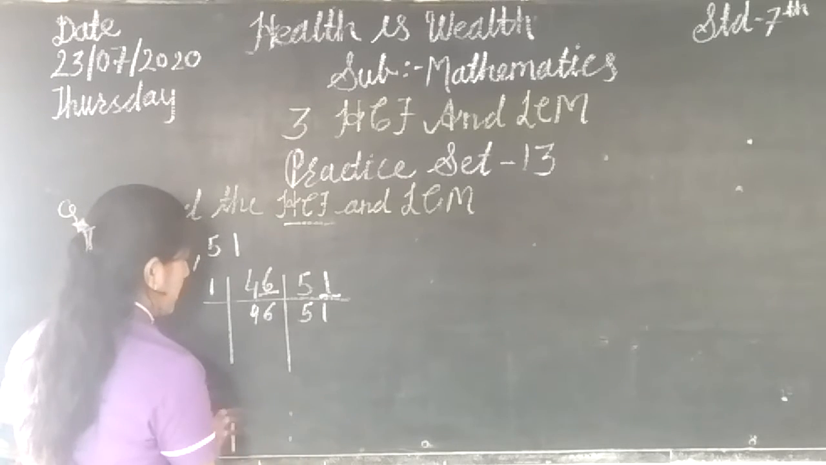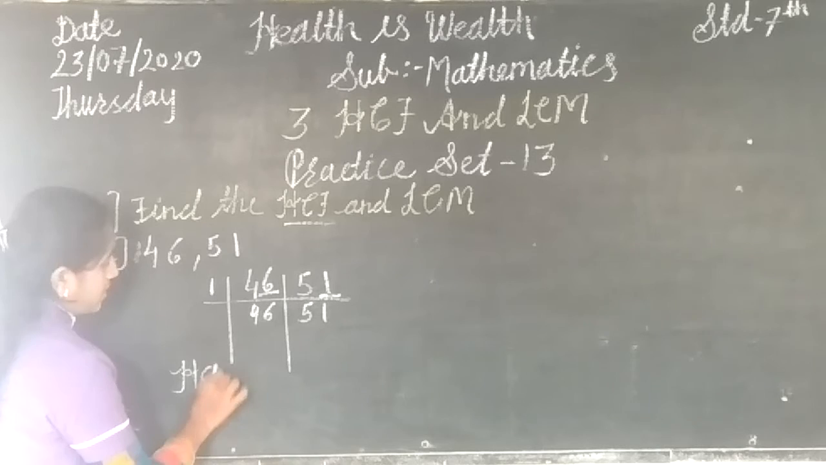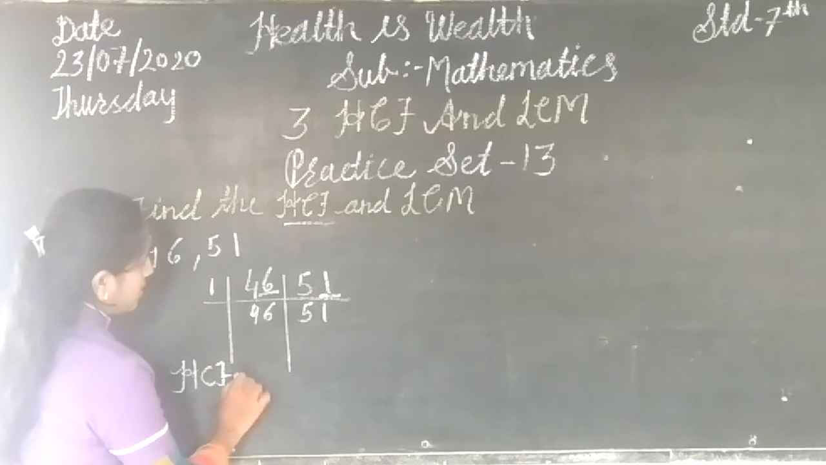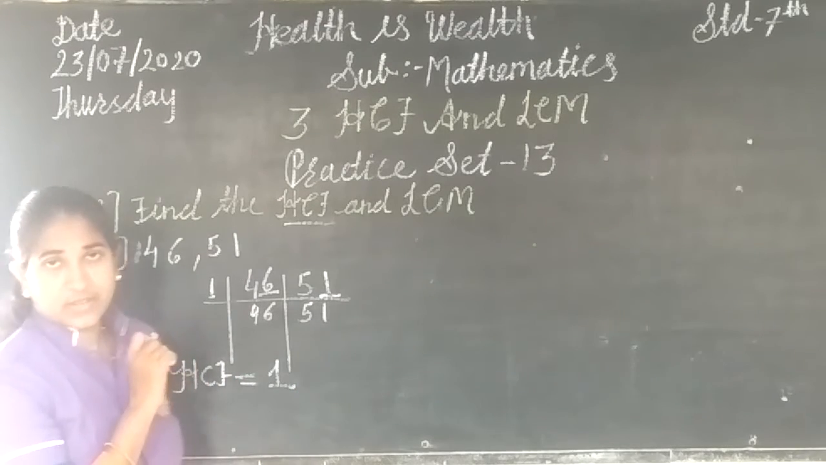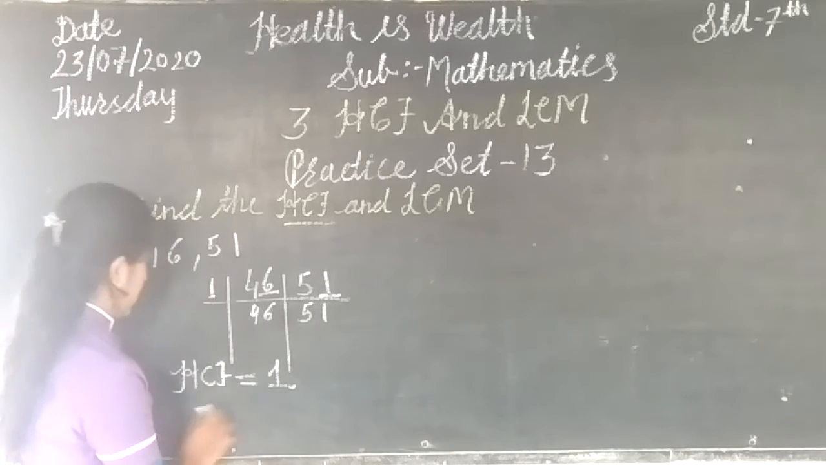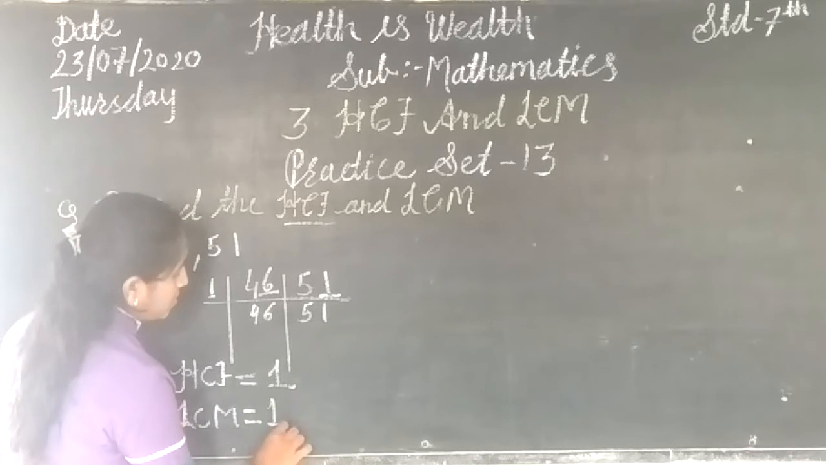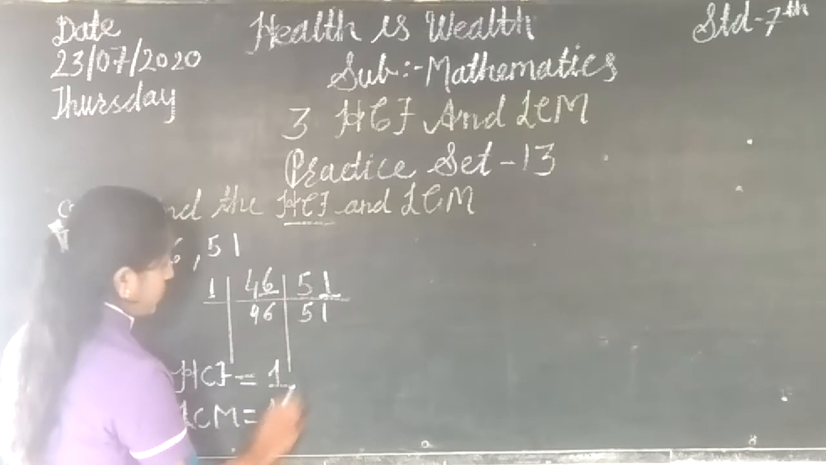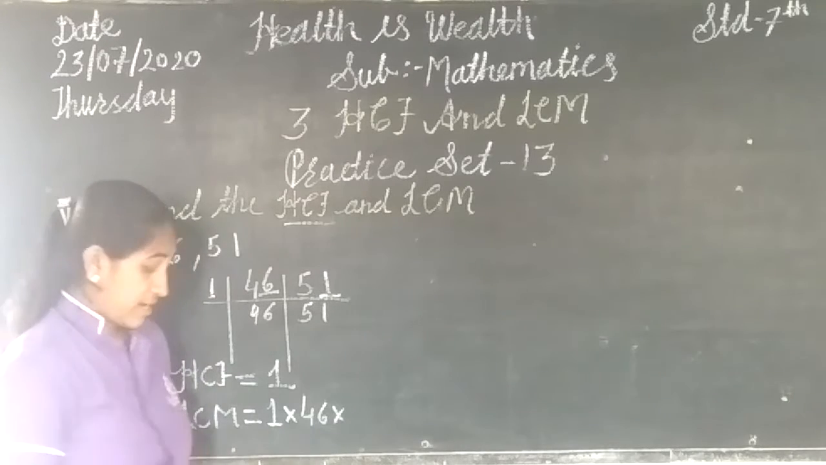Now next, what do we have to write? We have to find the HCF first. Our HCF is 1, which is the common factor. In HCF, the common number is 1. Now second is the LCM. For the LCM, the product of all these numbers: 1, 46, and what is the next one?